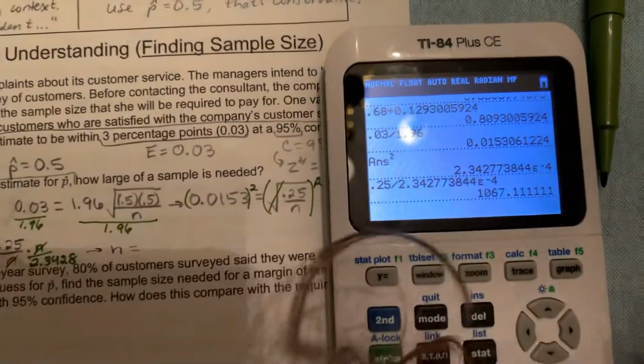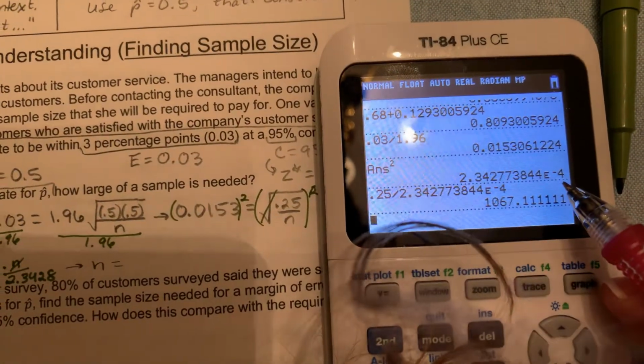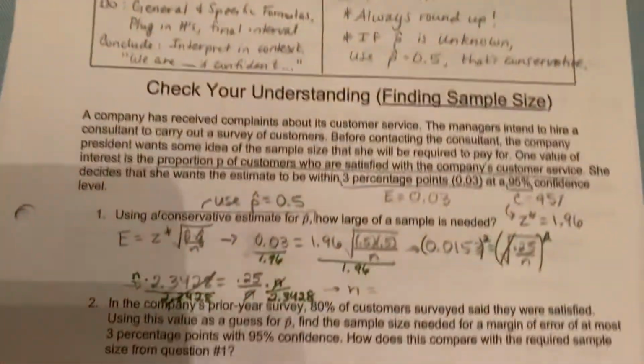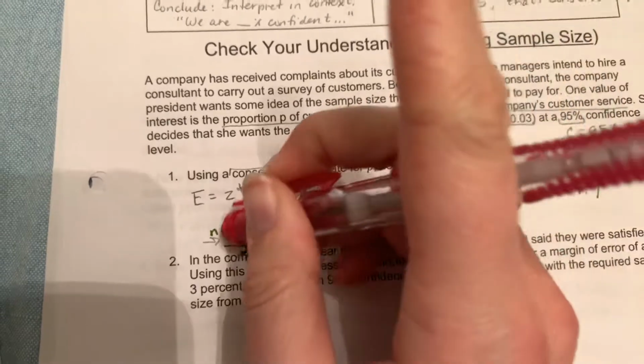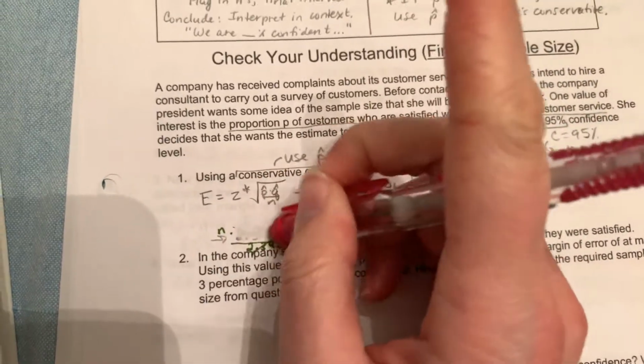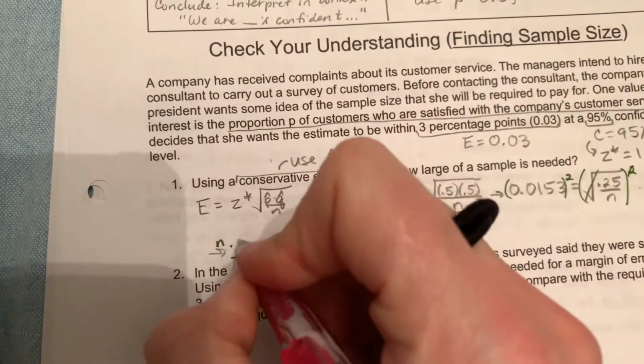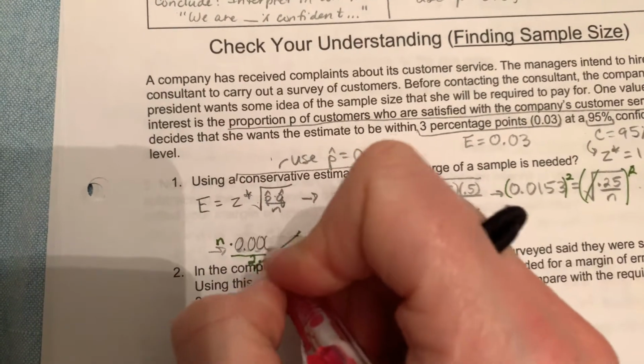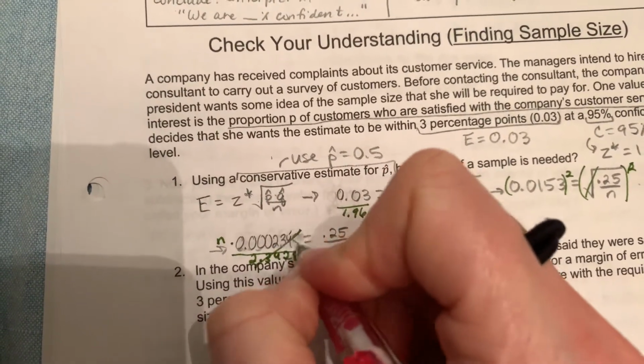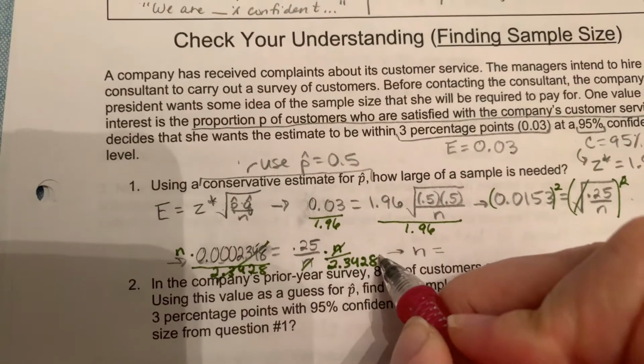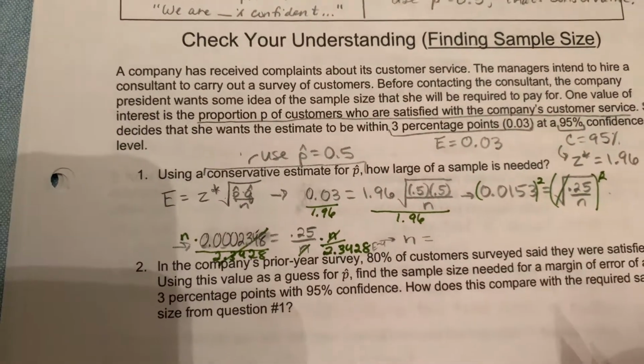Oh, and you know what I didn't notice? Out here it says e to the negative 4. This isn't 2.34 at all. This is a really small decimal. I should have figured that out earlier. Sorry, guys. This is really 0.0002348. So I'm just going to put e to the negative 4 over here. I'm dividing by that same number.